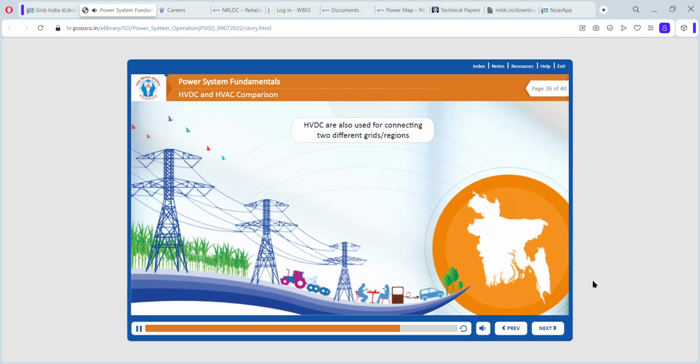HVDC is also used for connecting different grids or regions which have different frequencies, so that the frequency disturbance of one area cannot travel to the other area. In this, DC transmission is not involved. Purpose is only to connect different regions. For example, Bheramara to Baharampur HVDC back-to-back, which is the India-Bangladesh interconnection with 1000 megawatts capacity.